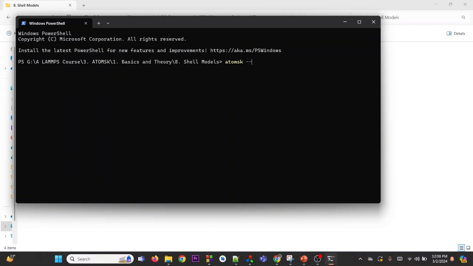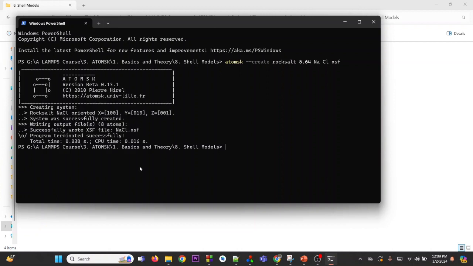ATOMSK -- create rock salt of the element sodium and chloride. Sorry, I need to input the lattice parameter first, then sodium chloride, and save it into XSF file format. So our rock salt structure is already created with the default orientation of 100, 010 and 001. So there are 8 atoms in our structure.